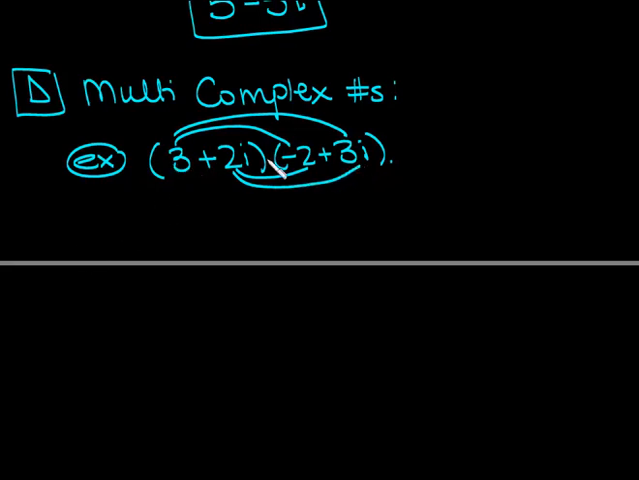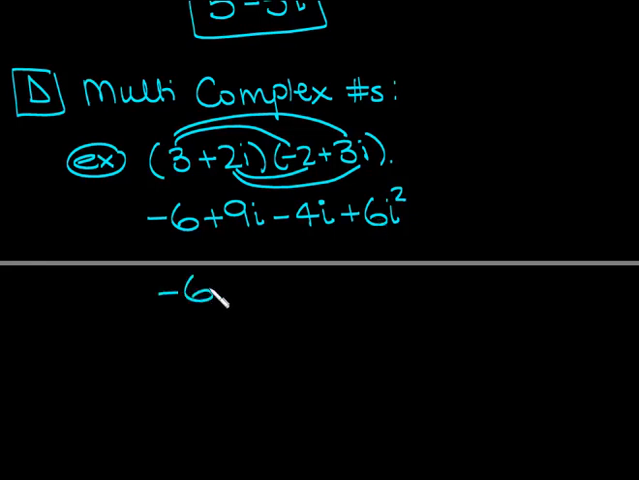So let's do that. 3 times negative 2 is negative 6. 3 times 3 is 9i. You just treat that i as a variable. 2i times negative 2 is negative 4i. And then 2i times 3i is plus 6i squared. Okay, so now we collect the like terms.